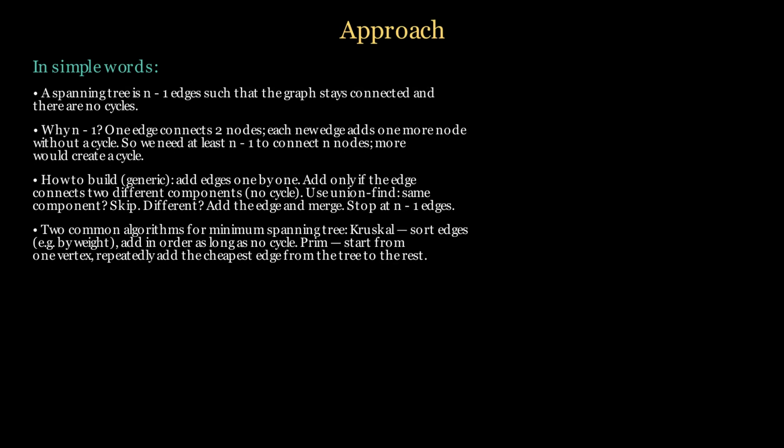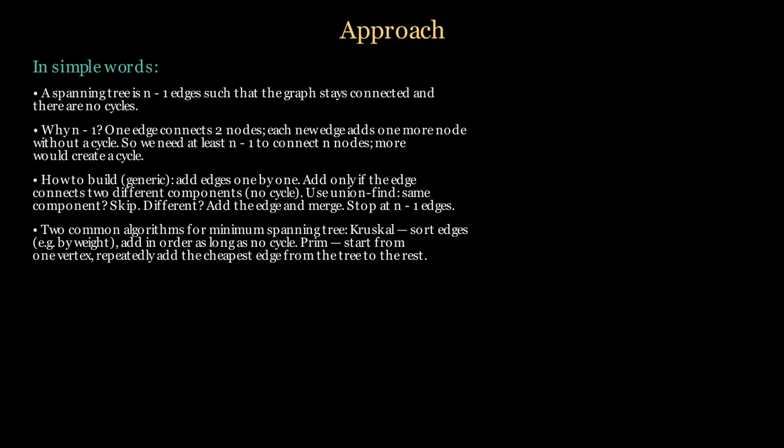A spanning tree is n-1 edges so the graph stays connected and there are no cycles. We need exactly n-1 because one edge connects two nodes, and each new edge adds one more node without a cycle. More would create a cycle.